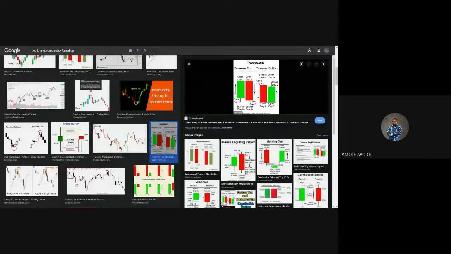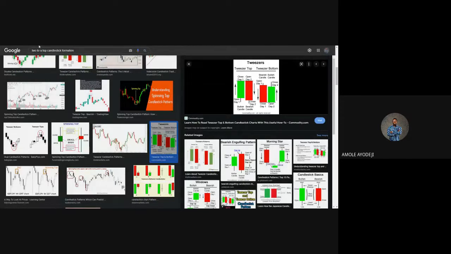Can you see these tweezers? They're actually called tweezers bottom. Can you see it? Yes, we can see it. This is a candlestick formation. And actually, this is not how they look like on the chart. Basically, most of the time, they have equal wicks. The green and the red candle have equal wicks. So this is tweezer bottom, and this is tweezer top. Candlestick formation on structural points.